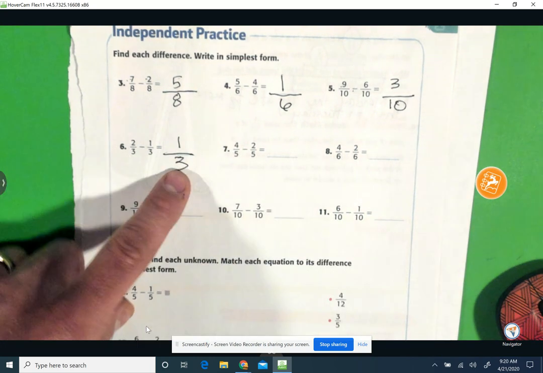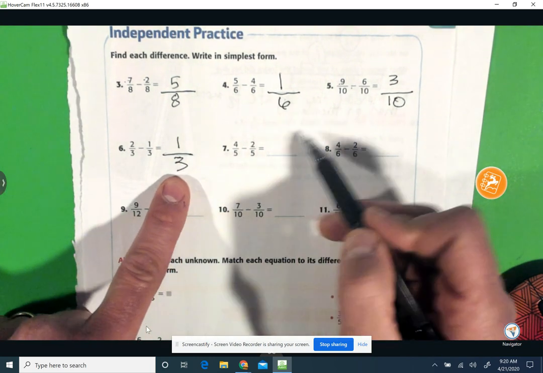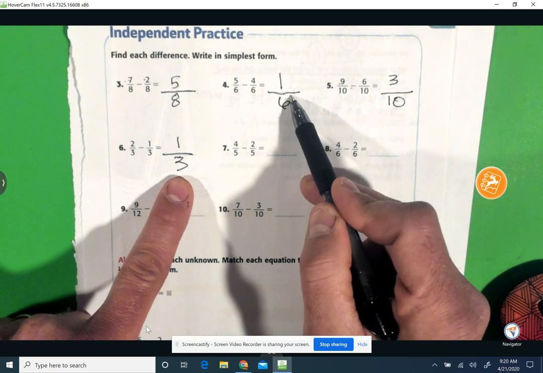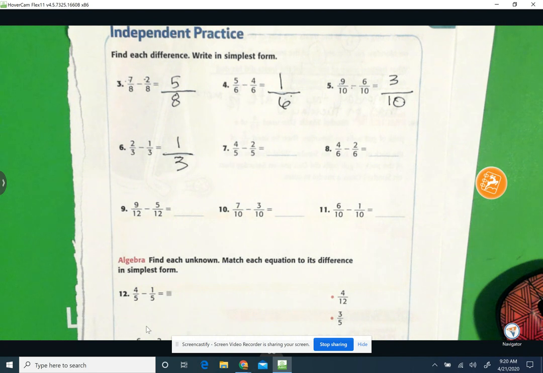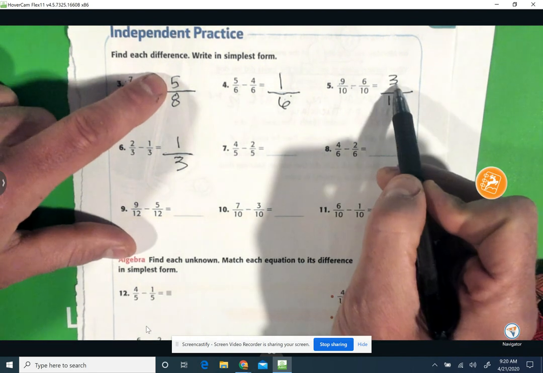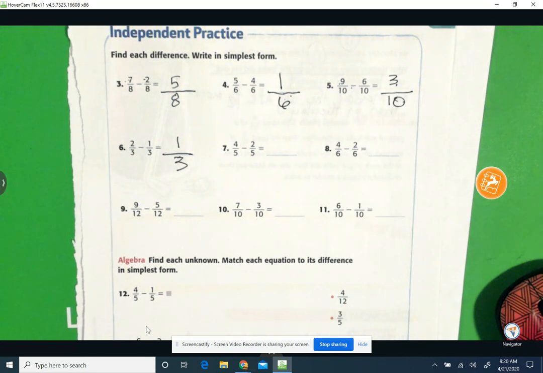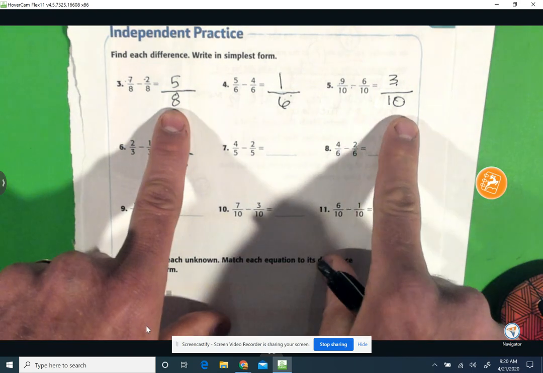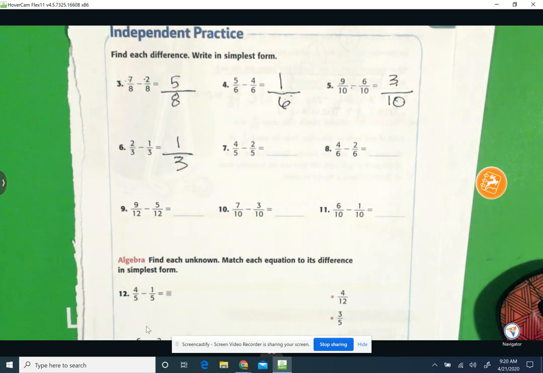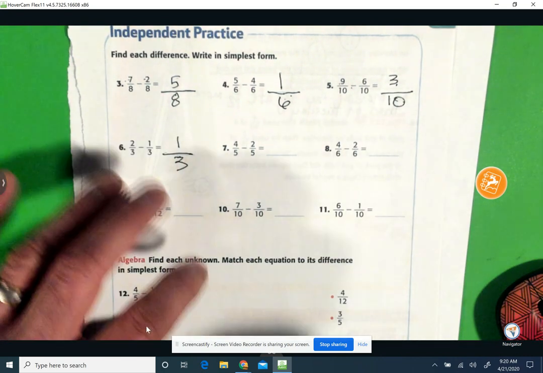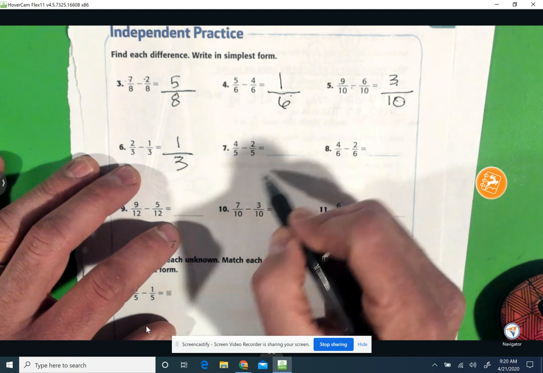Denominator stays the same. 1/3 and 1/6 are both in simplest form. 5/8 and 3/10 are also in simplest form. 5 and 3 are both prime numbers. The only factors are 1 and itself, and neither 8 nor 10 have a 5 or a 3 as a factor. So I'm confident that those are in simplest form.